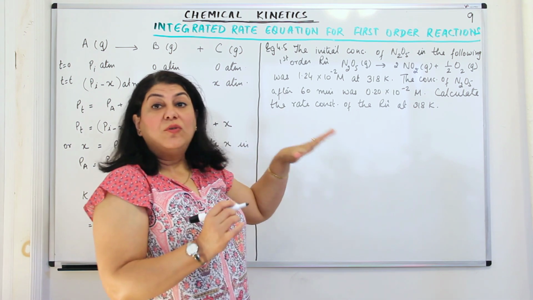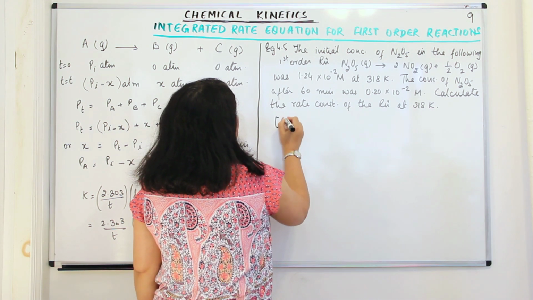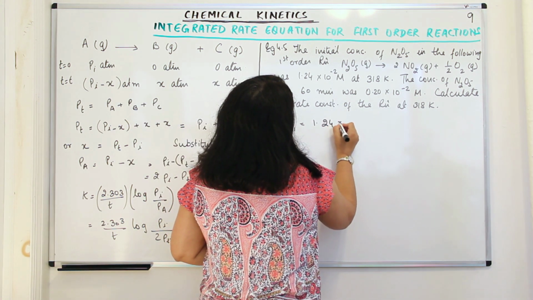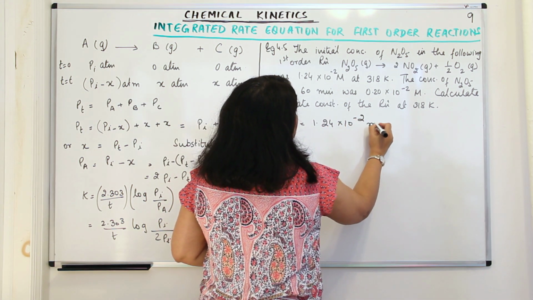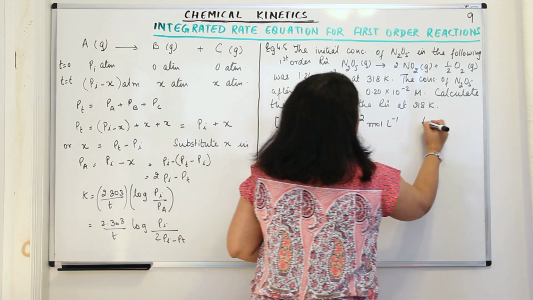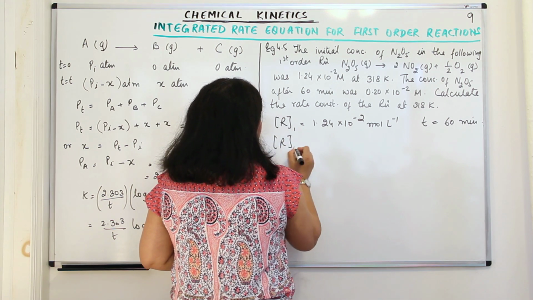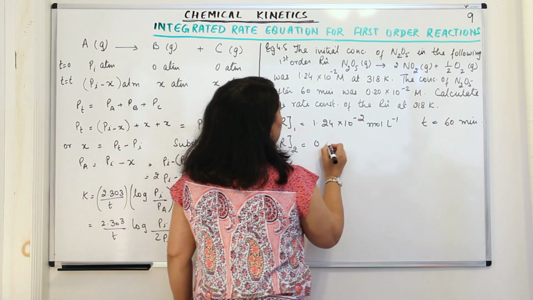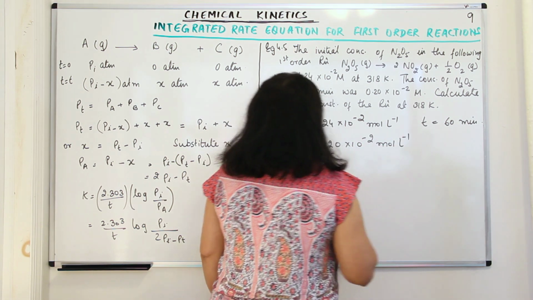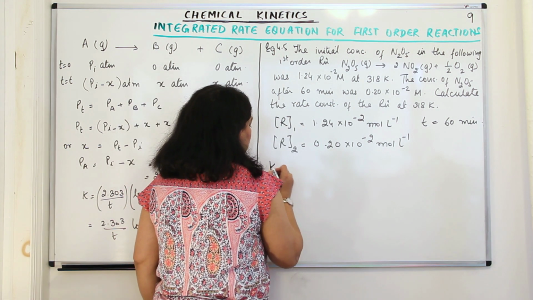So let us first write down what all we have. We have been given initial concentration, that is R1, and R1 is 1.24 into 10 to the power minus 2 moles per liter. And at time T equal to 60 minutes, R2 is given to us, which is 0.20 into 10 to the power minus 2 moles per liter. The concentrations are given, and you are expected to calculate the rate constant K.